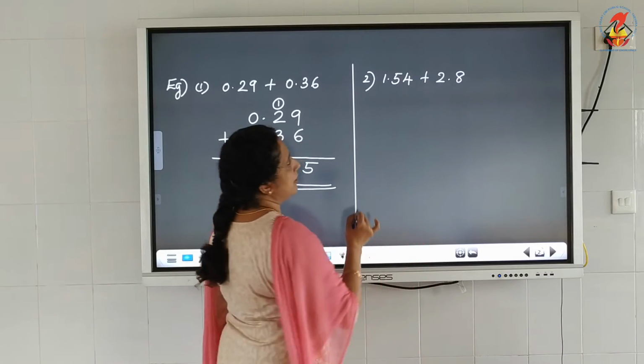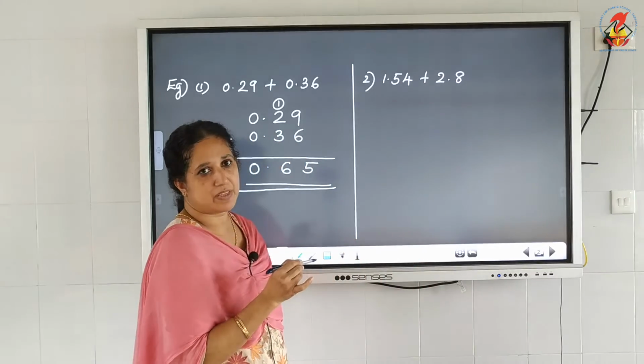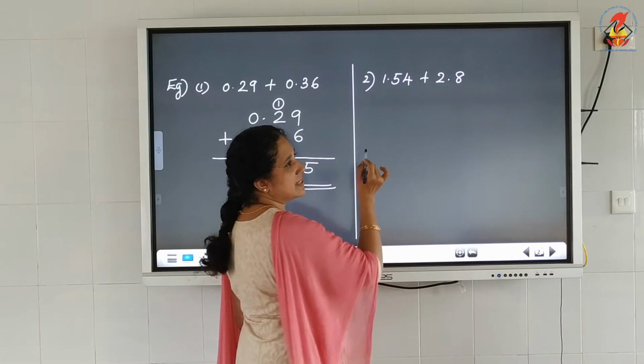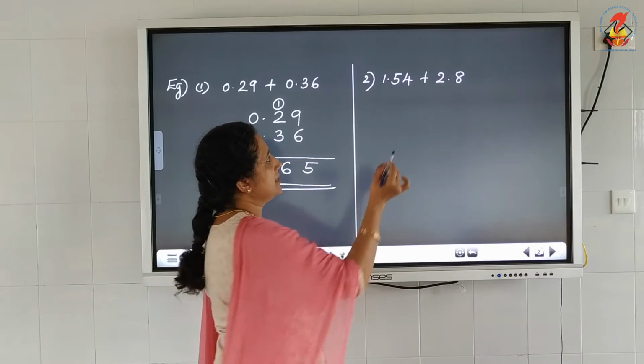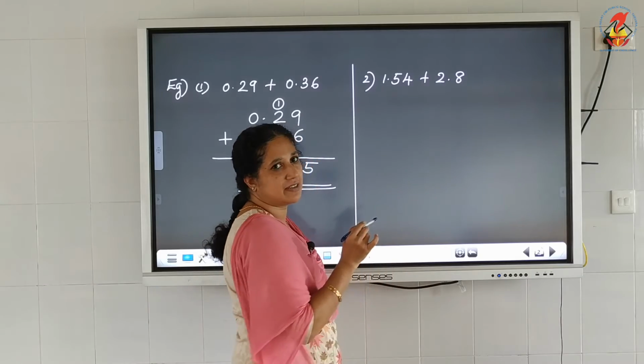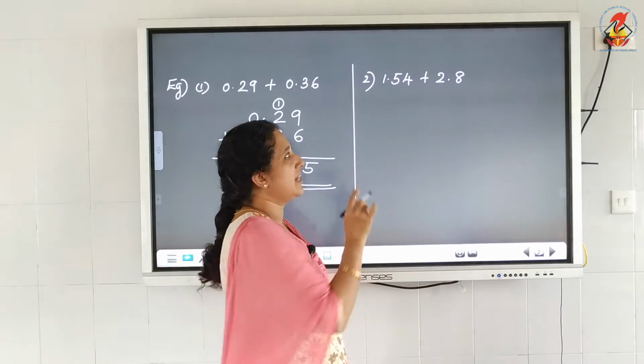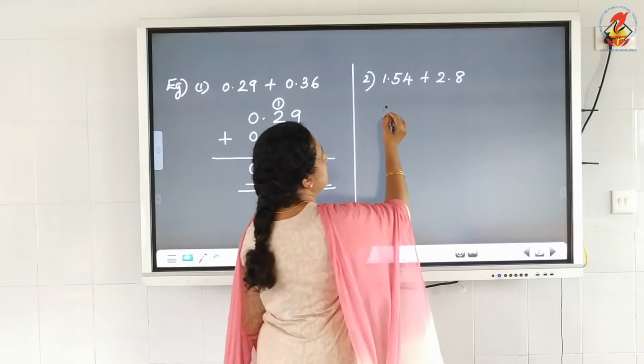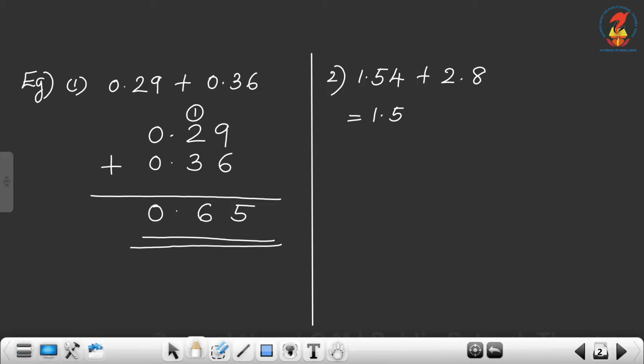Now 1.54 plus 2.8. Now look at the decimal places. Here 1.54 has 2 decimal places. Then what about 2.8? Only 1 decimal place. These 2 decimal numbers are not like decimals. So we can make them into like decimals. 1.54 plus 2.80. So we can write it as 2.80.